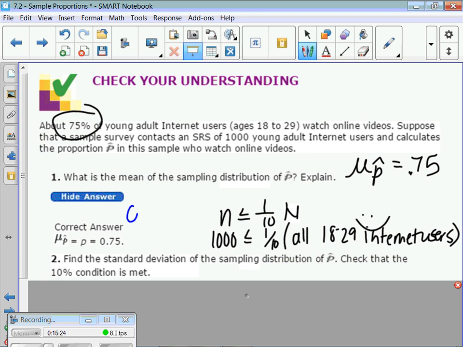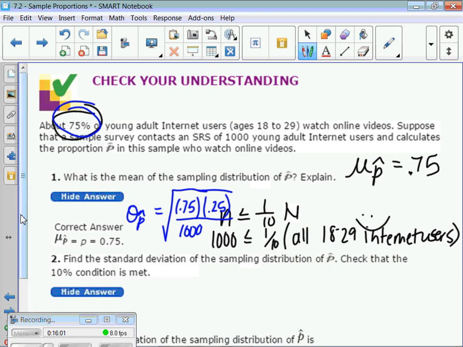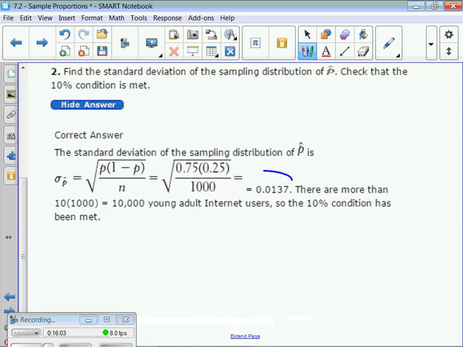So I've got sigma p hat. That's important, this symbol. You're going to lose points if you don't have it. All right, square root of p. What's p in this problem? Oh, good, 0.75. What's 1 minus p? It is 0.25, divided by n. What's n in this problem? There's no way to plug in infinity. It's definitely the little n, right? So 1,000, it's our sample size. And press enter, get that in your calculator, we get 0.0137.